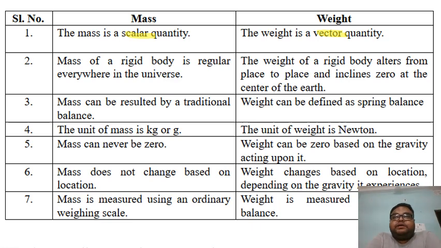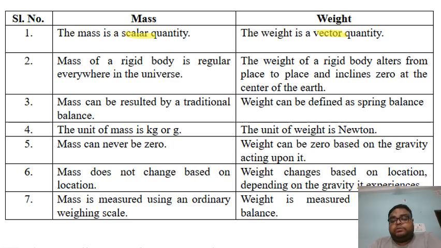The mass of a rigid body is constant everywhere in this universe. Suppose this phone weighs 200 grams, or 300, 400 or 500 grams, take any number you like. This phone will measure 200 grams no matter where you put it, on the sun, the moon, Jupiter, or Venus. The mass of this phone will be 200 grams.